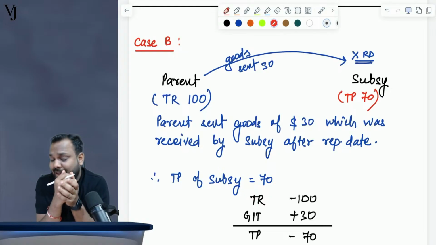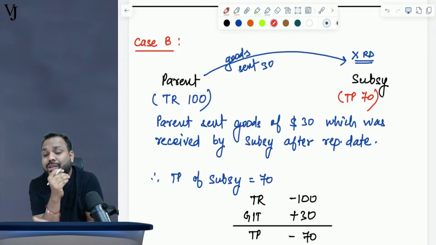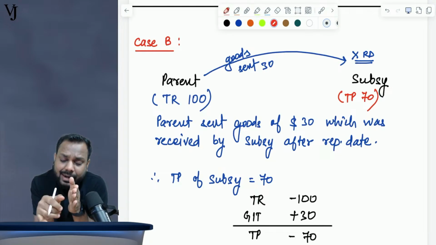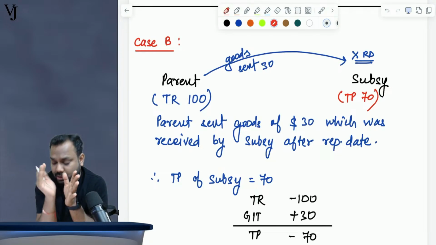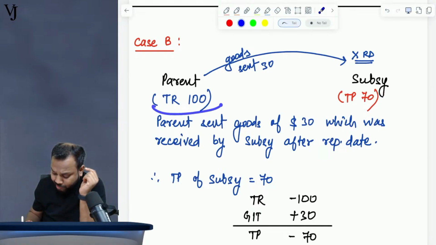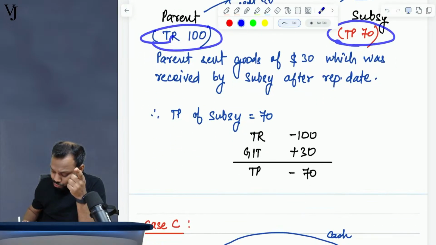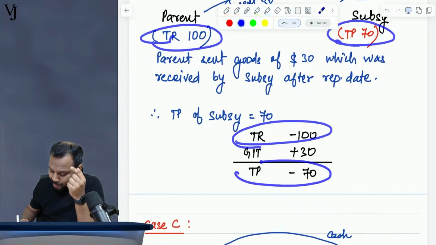Understand, in the case of goods in transit, reduce the trade receivable and trade payable by their carrying amounts. So tell me, what is the carrying amount of trade receivable? 100. What is the carrying amount of trade payable? 70. Reduce trade receivable by 100. Reduce trade payable by 70.